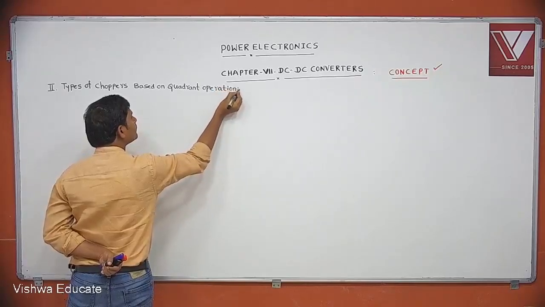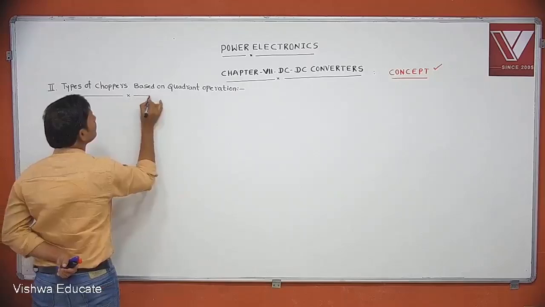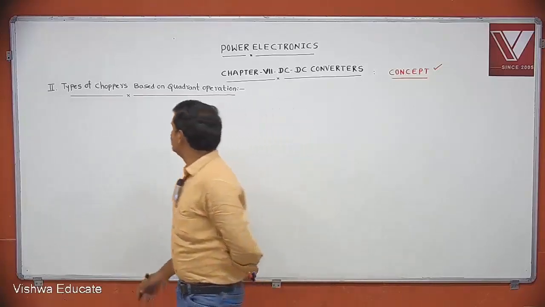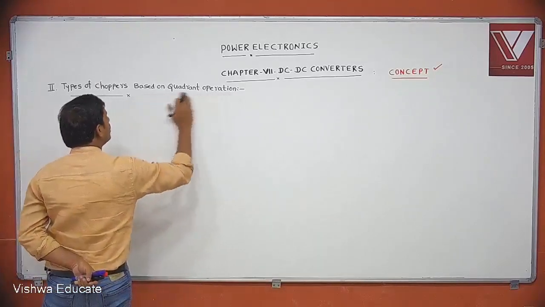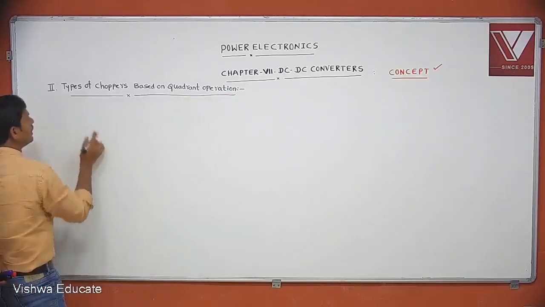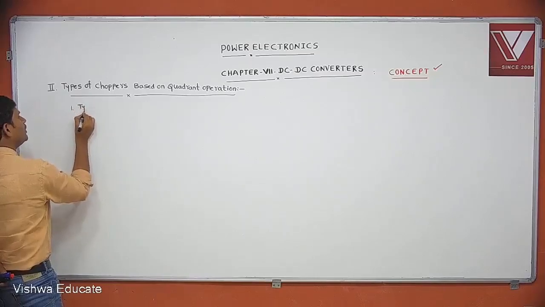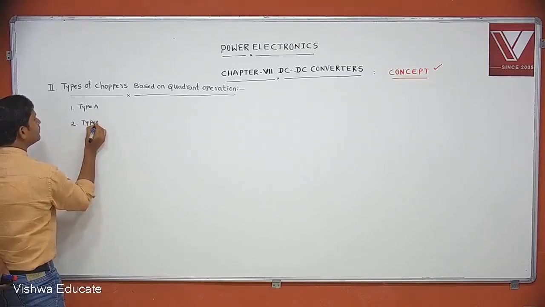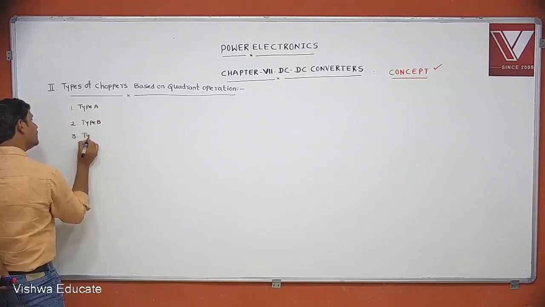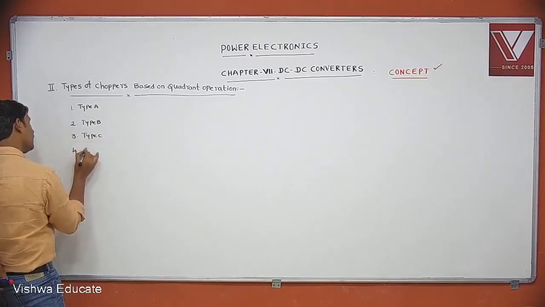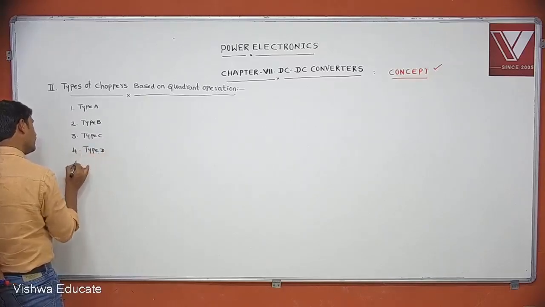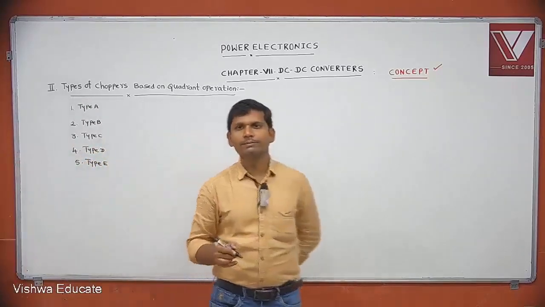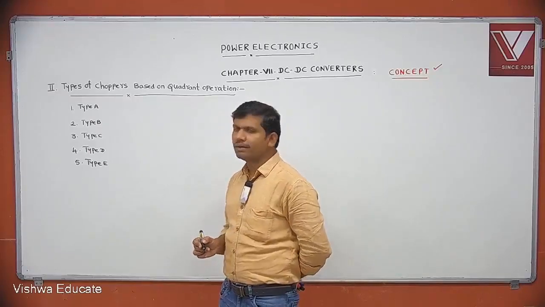This is one concept. Based on quadrant operation, the choppers are classified into type A chopper, type B chopper, type C chopper, type D chopper, and type E chopper.